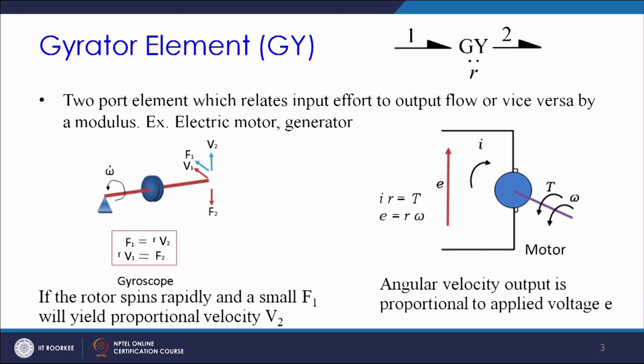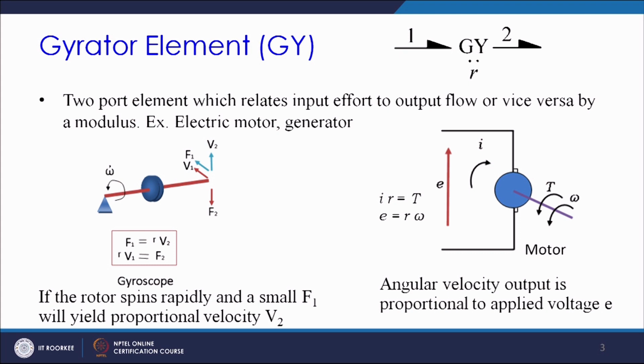Let us take another example of a motor, which is again a 2 port element. Suppose we supply a voltage E across the terminals of the motor and the current through the armature is I, and on the other side, the mechanical side, we have the torque T and angular speed of the rotor as omega. Then you know that the torque generated by the motor is proportional to the current, so this torque is equal to I times a constant, which is the gyrator modulus in this case, or the motor torque constant for the motor.